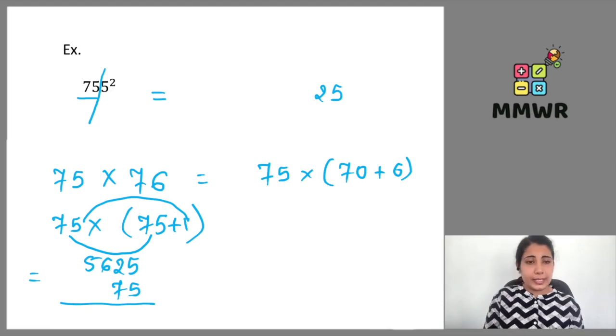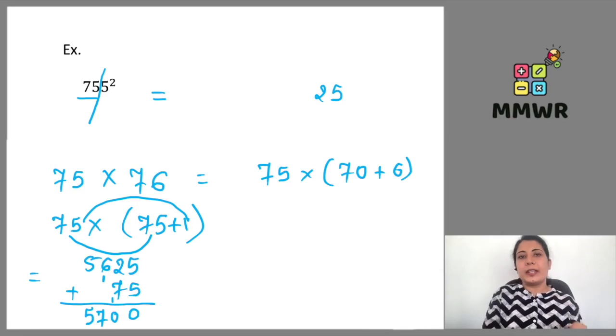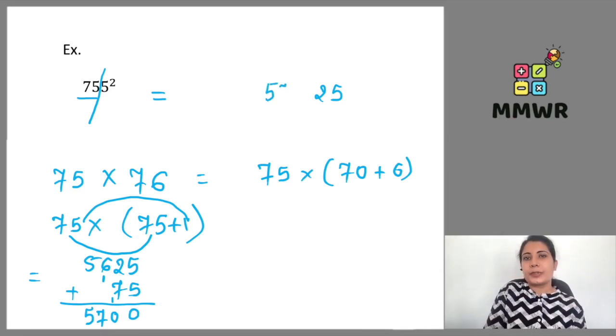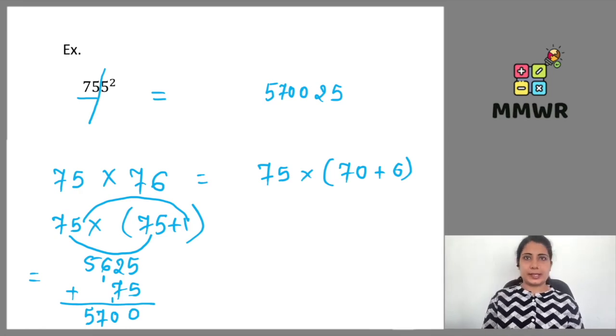So this is one of the ways. Let's add both of them. 5 plus 5, 10. 7 plus 2 plus 1 is again 10. 6 plus 1, 7 and 5. So 5700 will come when we take the product of 75 with 76.